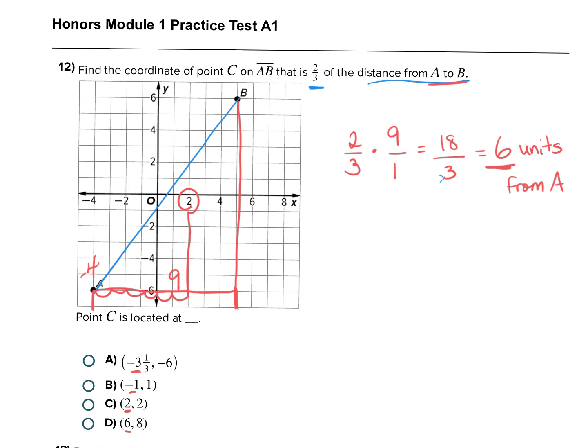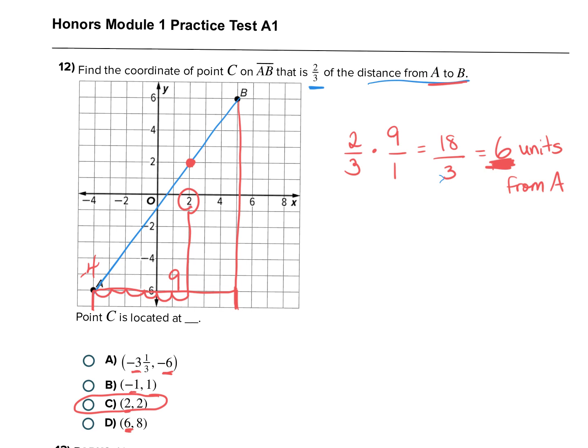Now, if you notice, I drew the line A to B. So if I take a look here at 2, 2, that does represent 2/3 of the whole line. Now, don't get confused, because there are 2 6s in our answer choices. But they're looking for the coordinate on the graph. And 6 represents 6 units from point A, not the actual coordinate 6. Okay, so that's obviously how I can find my answer.